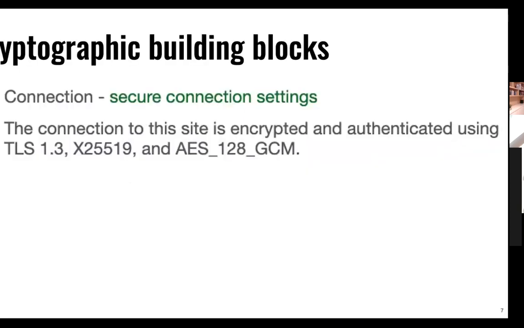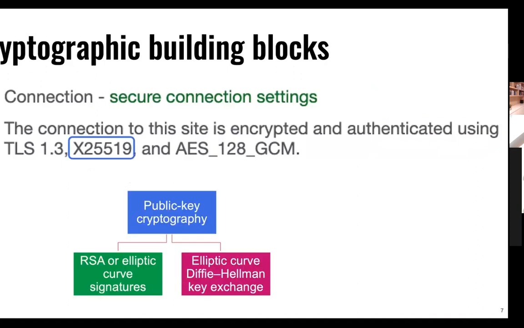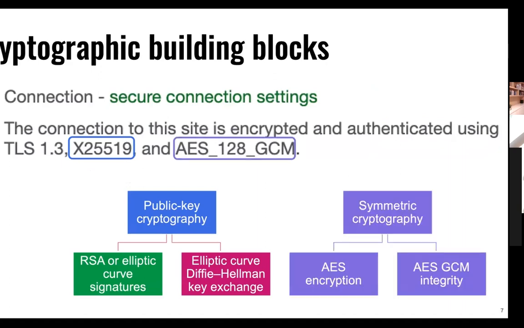So when we look at these algorithms, we see two main classes of cryptography. First, public key cryptography. In this case, the Sophia's workshop website is protected using elliptic curve Diffie-Hellman key exchange using X25519, and although it's not listed here, elliptic curve signatures. And then the symmetric cryptography, which is AES 128 with GCM for encryption and integrity.